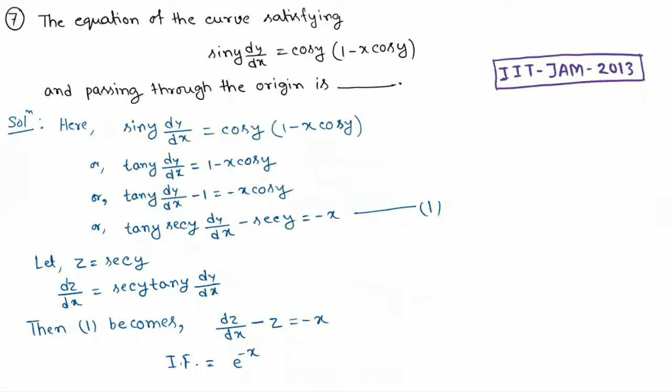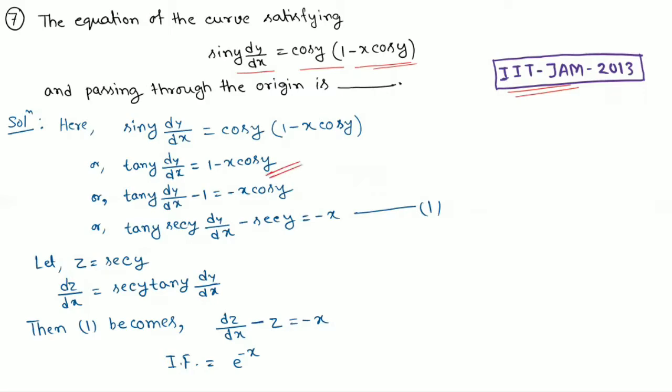Now, question number 7. Question number 7 was the equation of the curve satisfying sin y dy dx equals to cos y into 1 minus x cos y and passing through the origin; we have to find out the equation of the curve. This question has been asked in IIT JAM 2013. The question is sin y dy dx equals to cos y into 1 minus x cos y. We divide both sides by cos y. Then we get tan y dy dx equals to 1 minus x cos y.